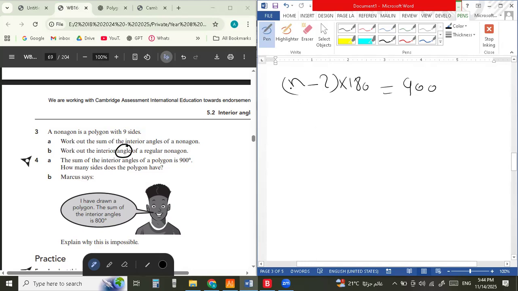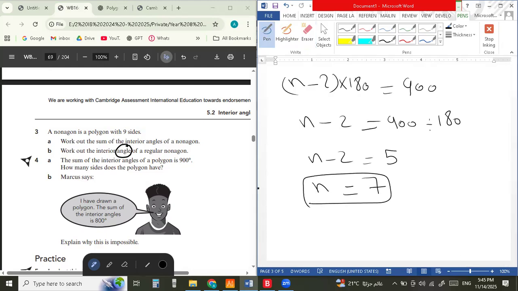What is the last thing that happened to n? You're going to find that it got multiplied by 180. So send that multiplication over there as division. n minus 2 equals 900 divided by 180. You're going to find that the answer to this is 5. So n equals 5 plus 2, which is 7.